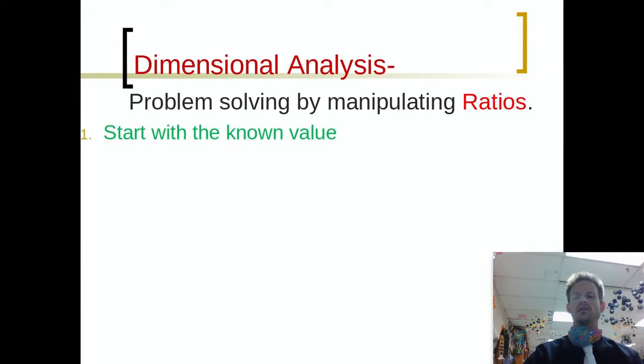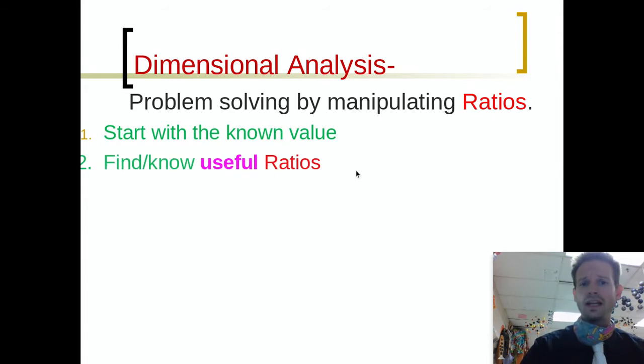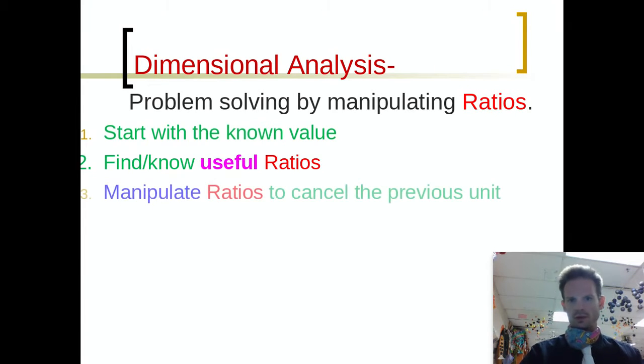So basically, it starts off with know what you're starting with, right? Also know or find useful ratios, right? And we'll talk about what that is in a second. So you start with what you know. You find ratios that are going to be useful, and we'll talk about what that means. And then what we do with those ratios is we manipulate them, right? With the goal being to cancel the previous unit. Okay, that's the important part. We're going to use ratios to cancel the step that came before.